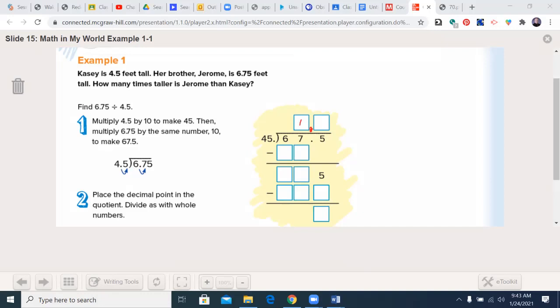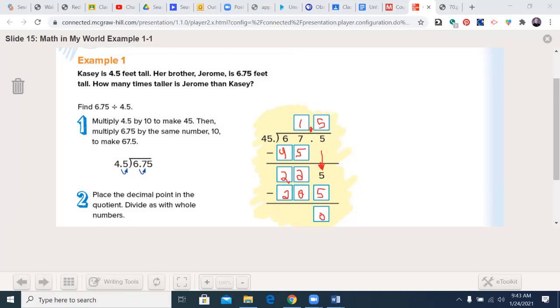45 goes into 67 one time, because 45 times 2 is 90, and that's a lot bigger. We subtract: 7 minus 5 is 2, 6 minus 4 is 2. 22 is less than 45, so I'll bring down the 5. Now I have to decide how many times 45 goes into 225. I'm going to start at 5, because 45 times 2 is 90, 180 would be 4, and that should work. 5 times 45 is 225.